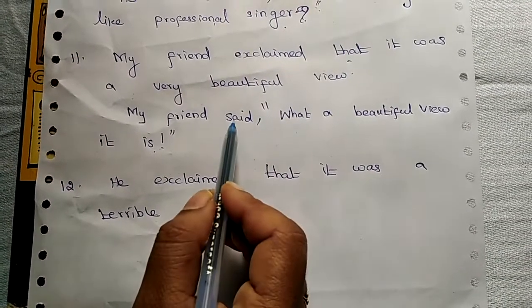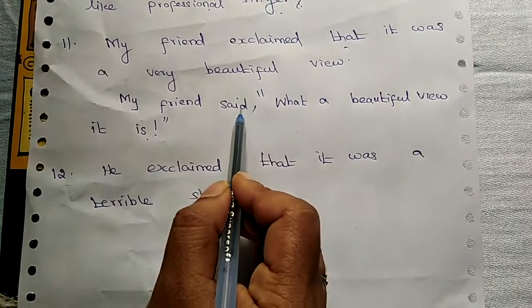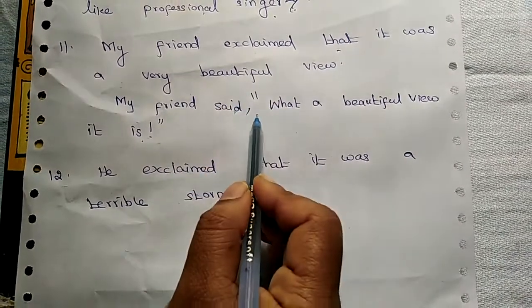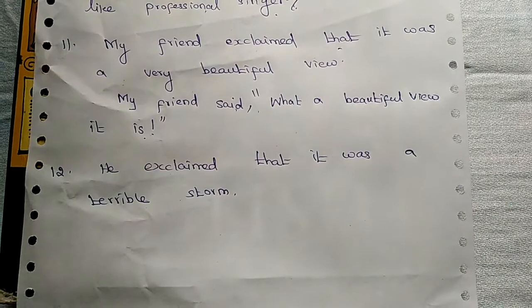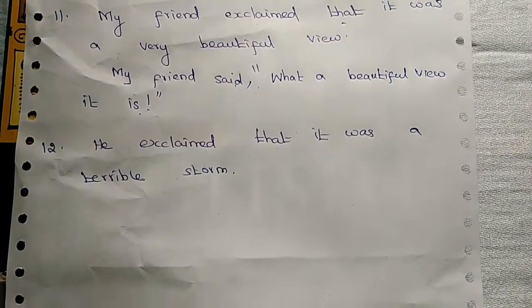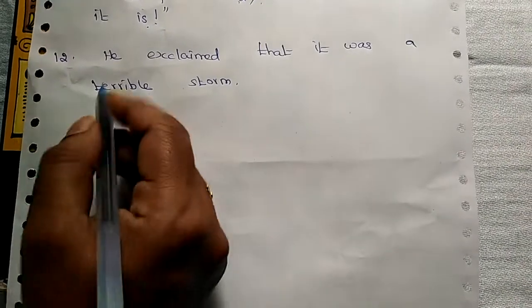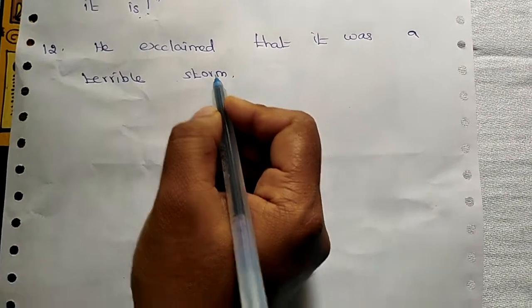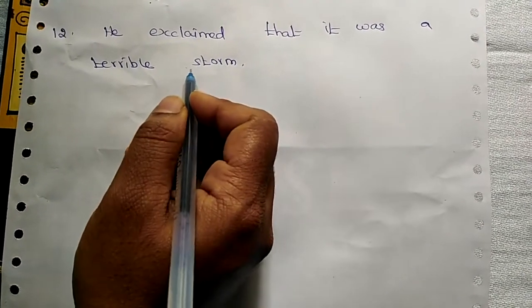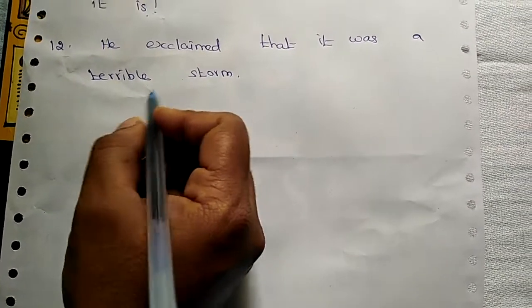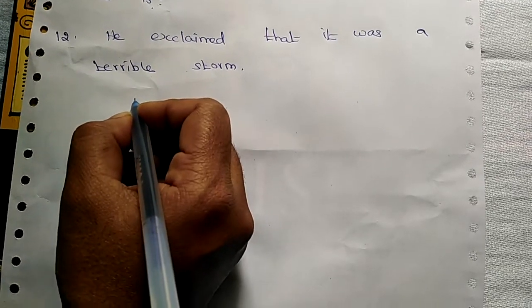So we see that when we are changing to indirect form, we will be writing this said instead of that exclaimed. We will use the connecting word that, it was a very beautiful view. Like that we will be changing. Okay, then now he exclaimed that it was a terrible storm. Same like that, is it ma? So now can you change it?